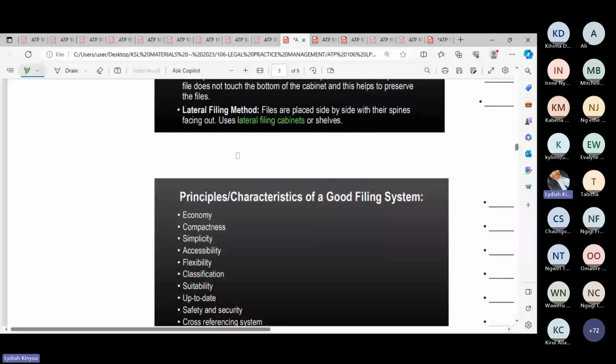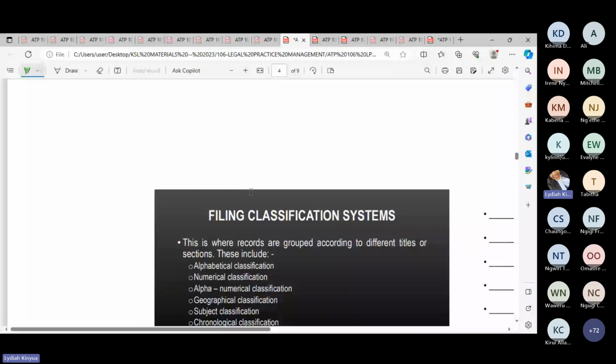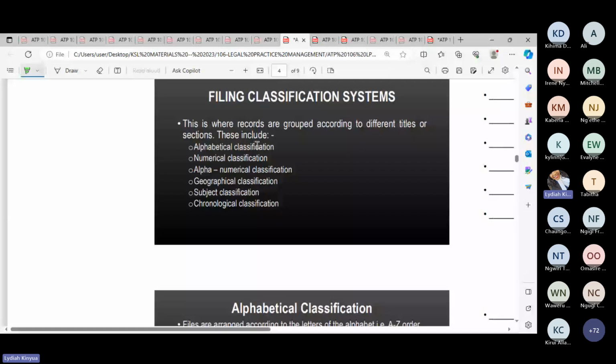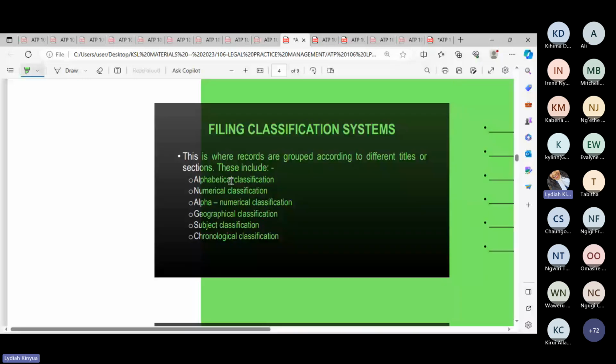Characteristics of a good filing system. So let's discuss classification systems, because this one you might need. Classification systems include alphabetical classification. Alphabetical classification is basically where you use alphabets. You file according to the surnames. You pick your client's surname, and of course, if the surname starts with an A, it goes first. So in alphabetical classification, you use surnames and alphabets.